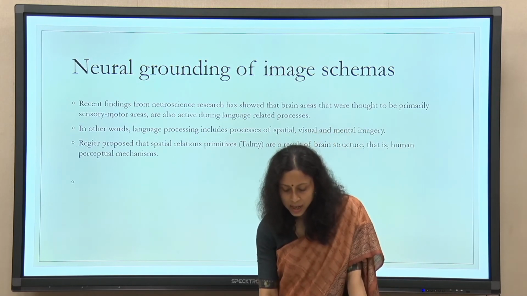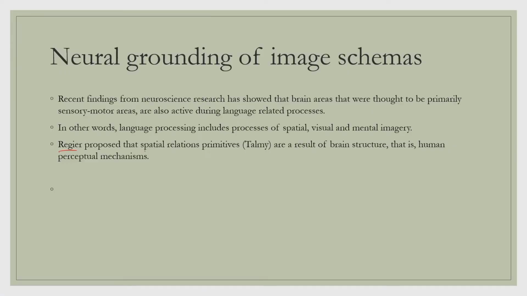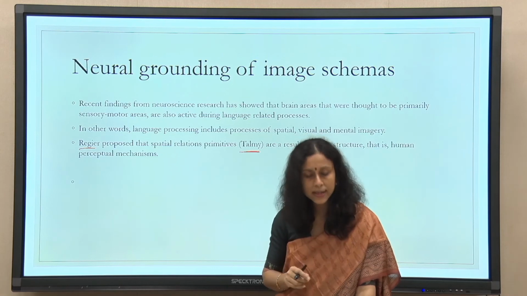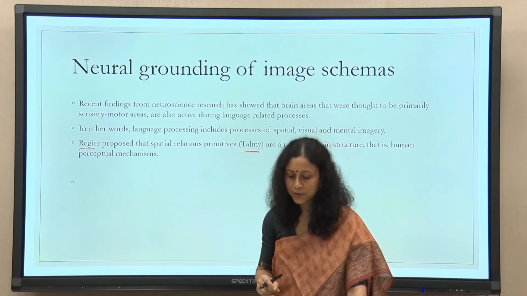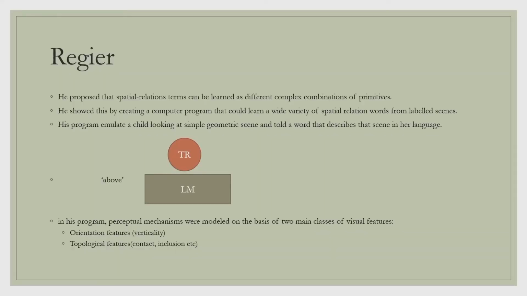In this domain, the work of Regier proposed that spatial relation primitives, which Talmy talked about, are a result of brain structure, as to how the neuronal network makes connections and how it is structured, what the alignment of various objects and various points in that structure is, and how the brain looks at it. This is a very simplistic representation of what Regier did. He proposed that spatial relation terms can be learned as different complex combinations of primitives.